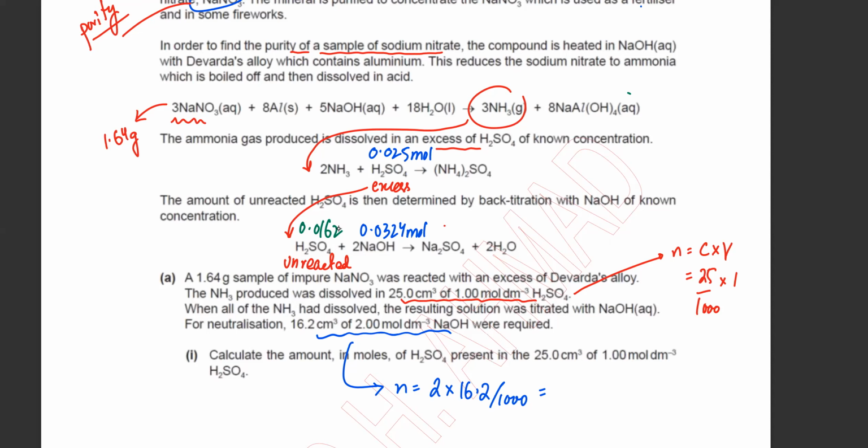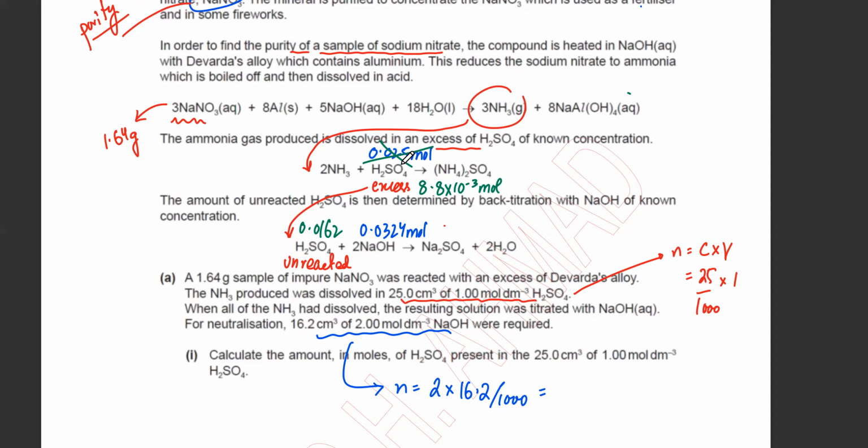8.8 into 10 raised to power minus 3. So we're getting 8.8 into 10 to the power minus 3 moles. So we got the moles of H2SO4 that are actually reacting with NH3.